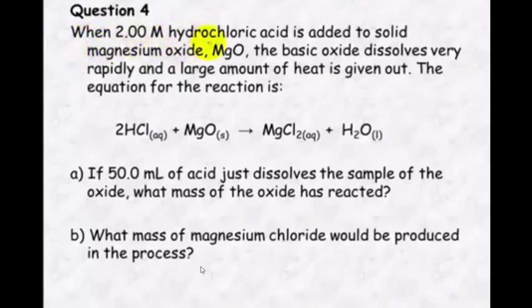When 2.0 molar hydrochloric acid is added to solid magnesium oxide, the basic oxide dissolves very rapidly and a large amount of heat is given out. The equation for the reaction is given to you, and that's a good question: 2HCl + MgO makes MgCl2 + H2O. Part A of the question: if 50 ml of acid just dissolves a sample of the oxide, what mass of the oxide has reacted? Let's look at that part of the question first.